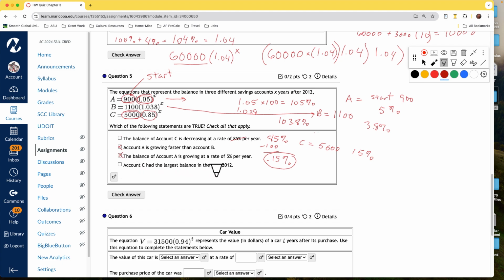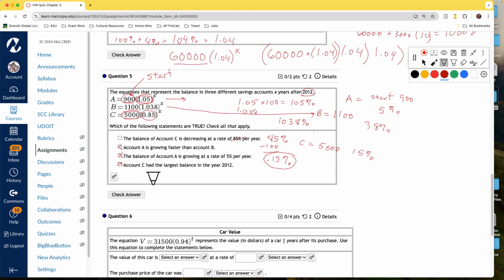Account C had the largest balance in 2012. Yeah, that was the one we deposited because the front number is the biggest. We weren't very good investors, were we? We put our most money in the account that's losing money. That's usually what I did. So, okay, put it in the wrong place.